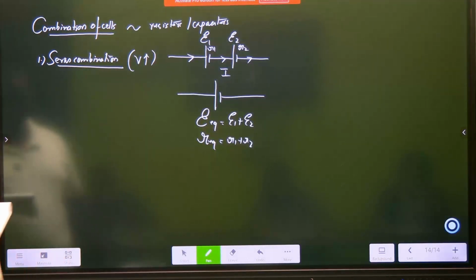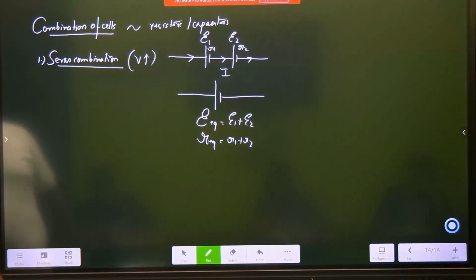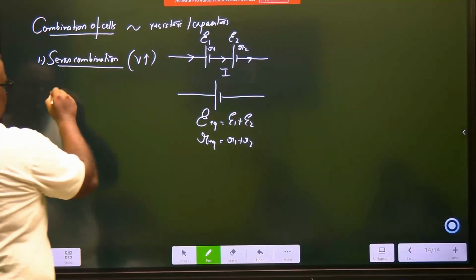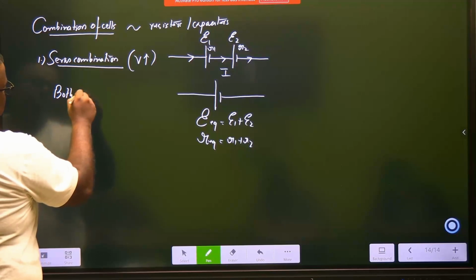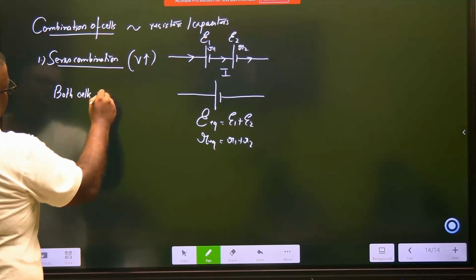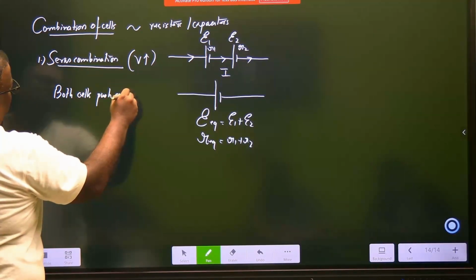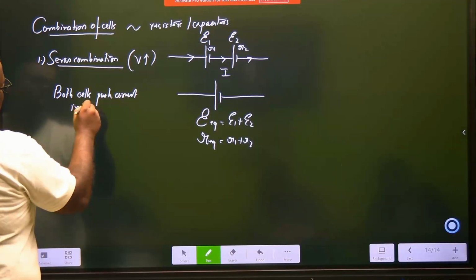So here we always say EMF adds. So you can write down equivalent cell, make this. Both cells push current in one direction.